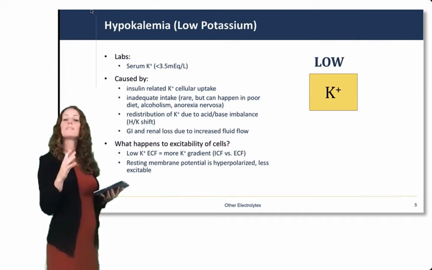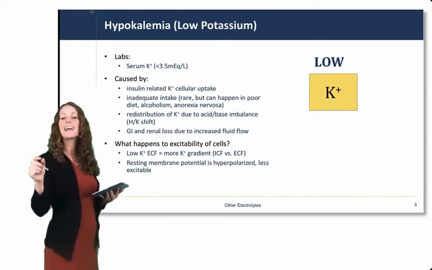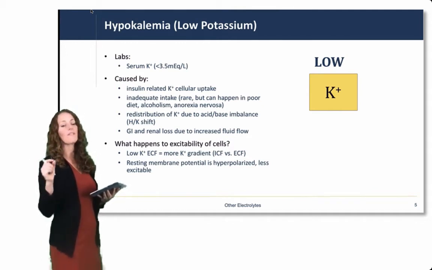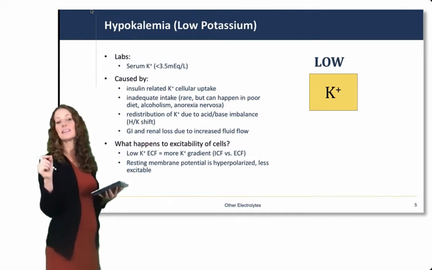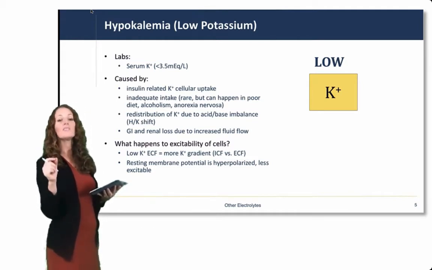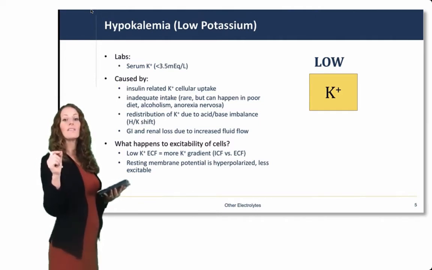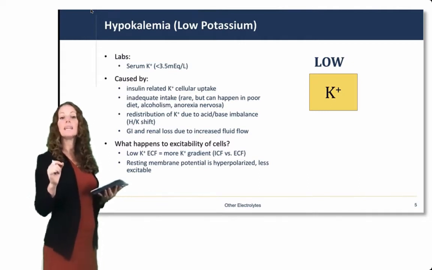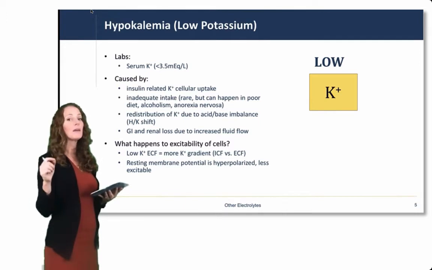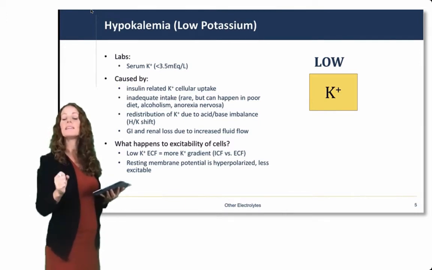Low potassium is hypokalemia. In labs, you will see a serum potassium less than 3.5. I want you to notice how low the potassium already is, because a small change in potassium in the blood can lead to a huge change in function. Low potassium can be caused by insulin-related potassium uptake, meaning that after a meal or after insulin administration, potassium is drawn into the cells.